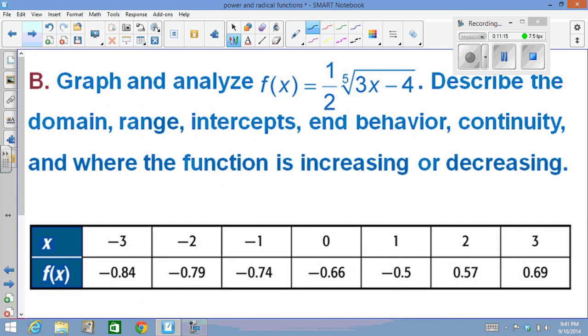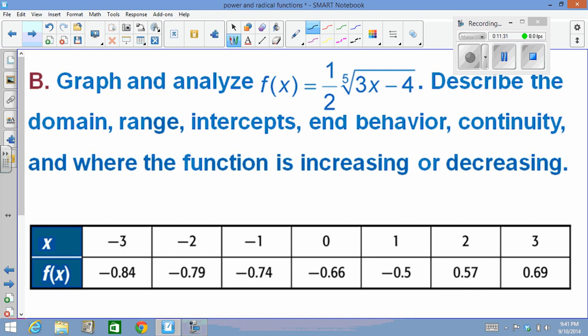And here's another one. You're kind of getting the idea that a lot of these graphs look the same. They're just slightly different. So if I have something like this, I am going to have 1/2 times the 5th root of 3x minus 4.